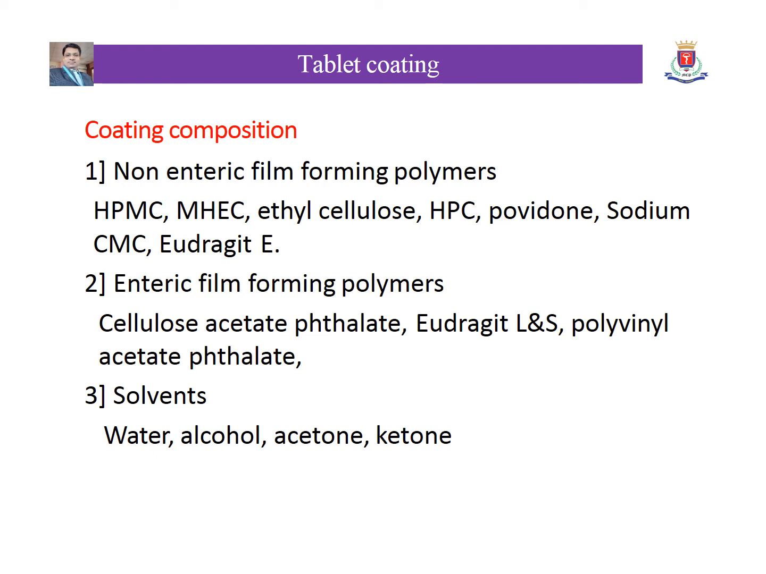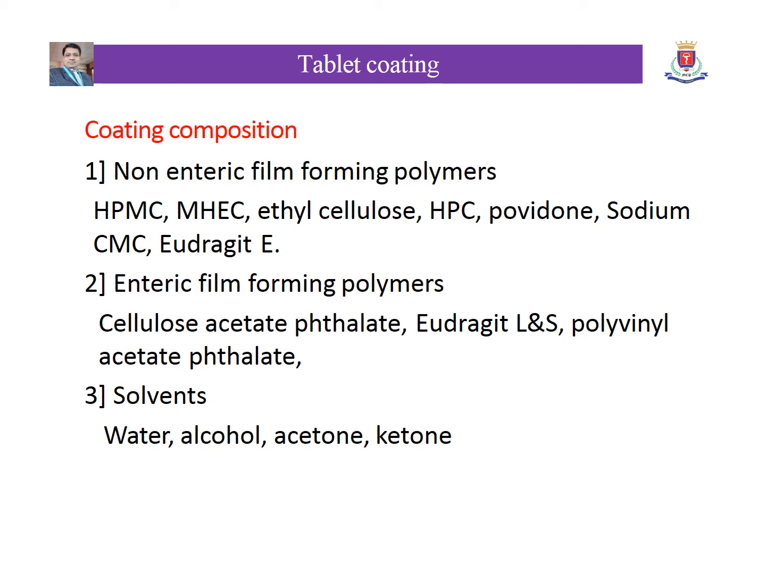Polymer is a main component in coating composition. There are two types of polymers: non-enteric film forming polymers and enteric film forming polymers. Now see about non-enteric film forming polymers. The examples are HPMC, MHEC, ethyl cellulose, HPC, povidone, sodium CMC, and Eudragit G. Enteric film forming polymers include cellulose acetate phthalate, Eudragit L and S, polyvinyl acetate phthalate, etc.